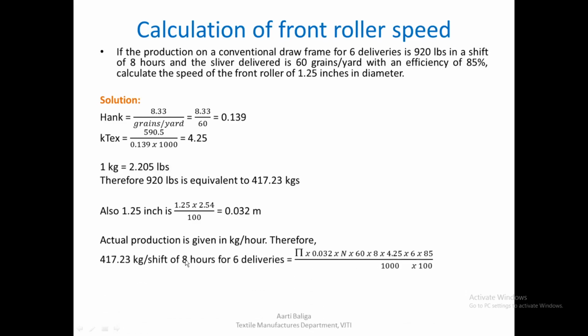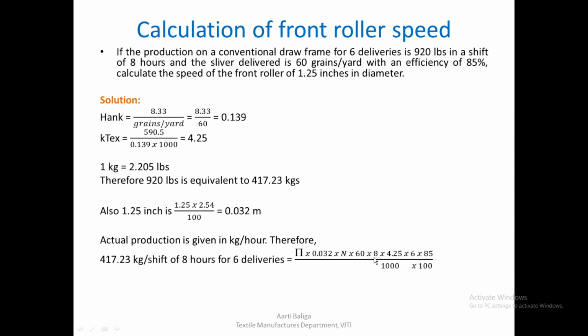Therefore, 417.23 kgs per shift of 8 hours for 6 deliveries would be equivalent to pi into d, which we have calculated here in meters, into n, which we need to calculate. This would have given us the answer in meters per minute. Since it is kgs per shift, we need to convert the right hand side in the same way, so we multiply by 60, multiply by 8.